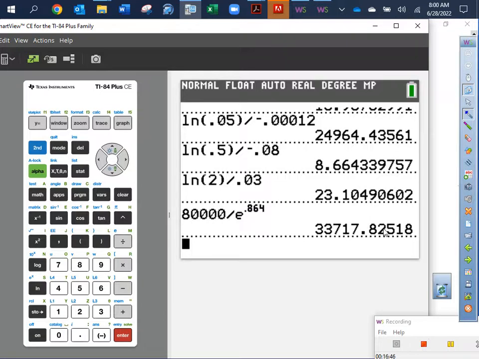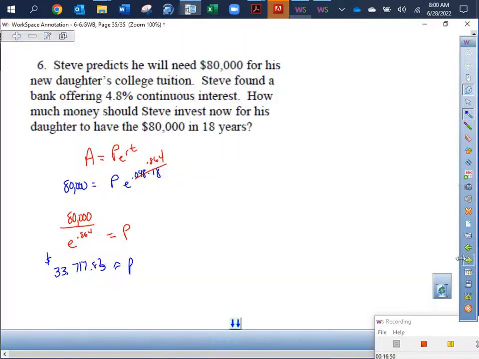And we'll round that to 83 cents. We'll round her up. So $33,717.83 is how much Steve has to put away now if his bank's going to give us this kind of interest for him to have 80 grand in 18 years.